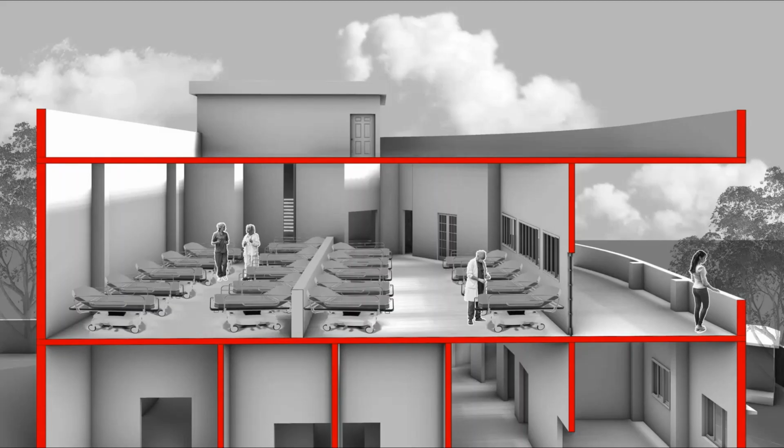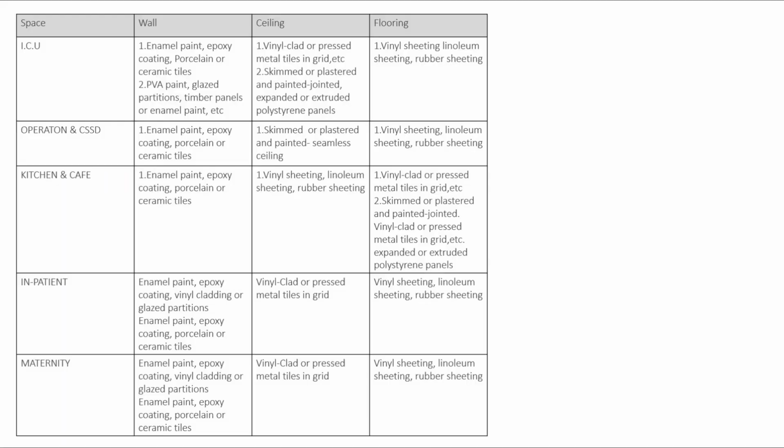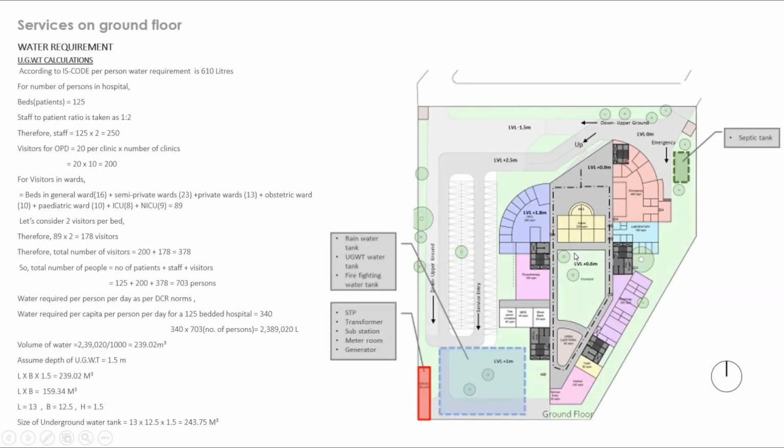This is a spot sectional view of the general ward showing the space along with the balcony. We have classified the requirement of materials for the walls, ceiling and floorings as per the requirement of the spaces. Services on the ground floor include water requirement planning. We have an underground water tank on the ground floor, which also includes a rainwater tank and firefighting tank.